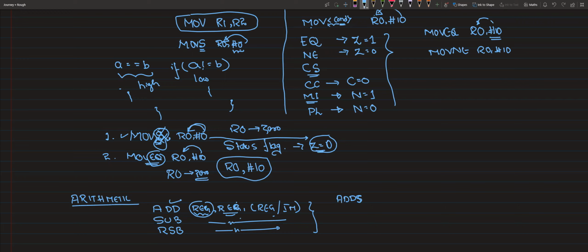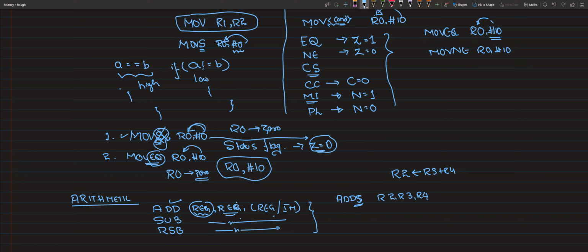Okay. Got it, sir. So here ADDS, if I say ADDS R2, R3, R4, basically it means I have to store the result in R2, nothing but R3 plus R4. And if there is any carry bit or zero bit, it will update. If the result is negative, it will update. Okay, all the flags will be updated.